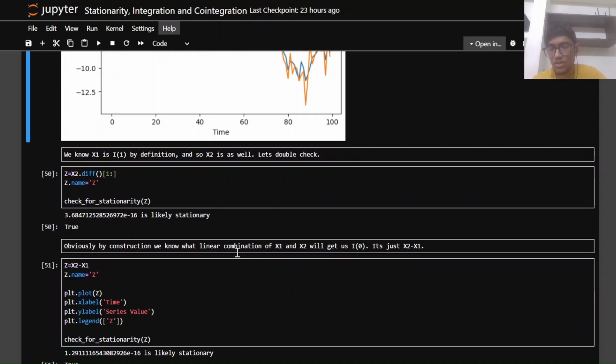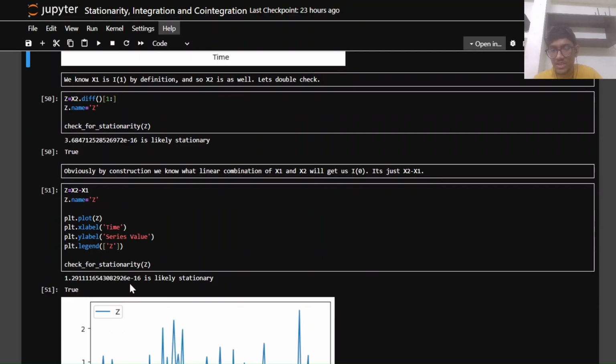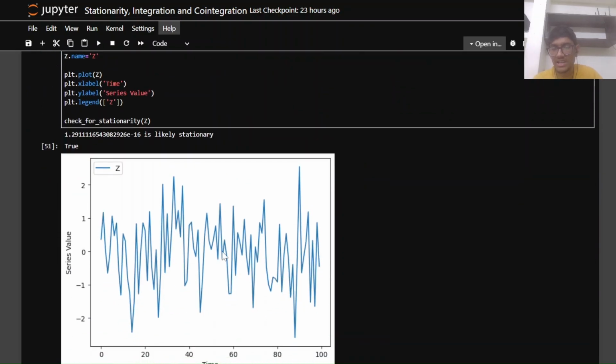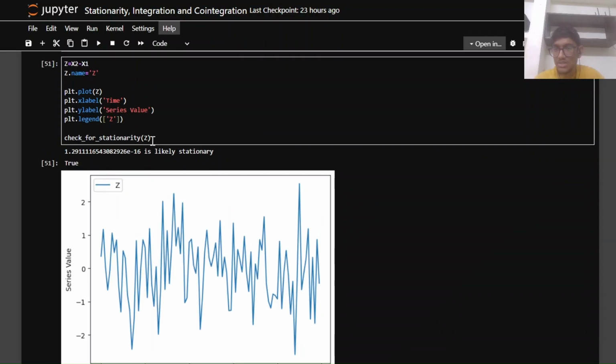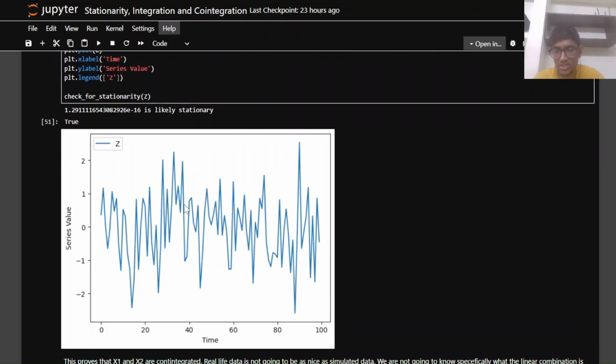Now, by construction, we obviously know what linear combination of x1 and x2 will give us our I(0). It's just going to be x2 minus x1, because x2 is just x1 plus some noise. This noise is I(0), and to get the noise, we just do x2 minus x1. So let us call our x2 minus x1 z and check for its stationarity. This is how z looks, and it clearly looks like noise randomly sampled from a normal distribution whose mean is 0 and variance is 1. And after checking for stationarity, we get our p value to be 1.3 times 10 to the power minus 16, which indicates that the noise, or our z, is likely to be stationary.